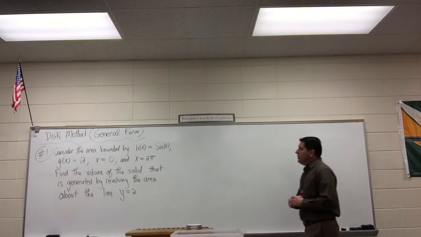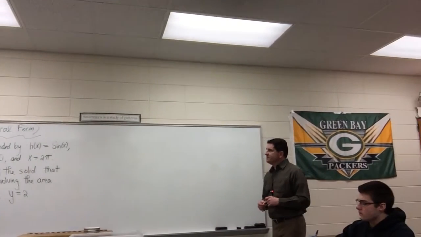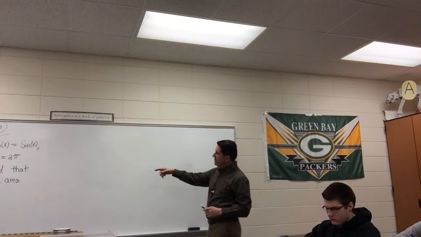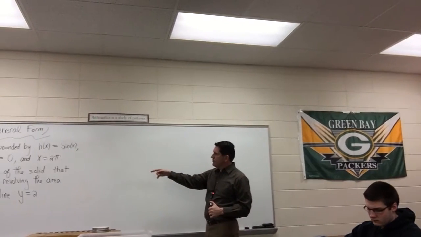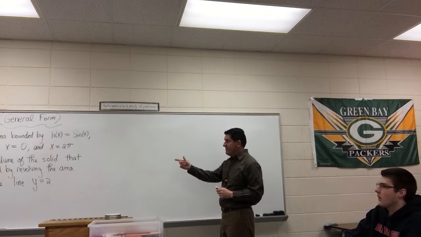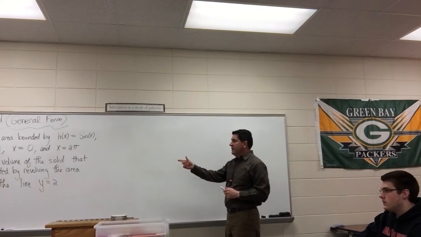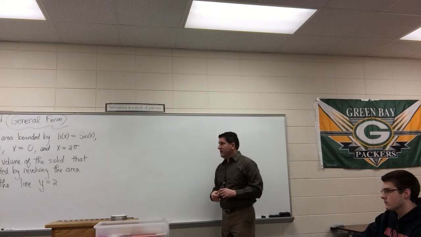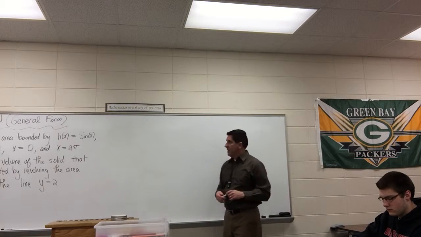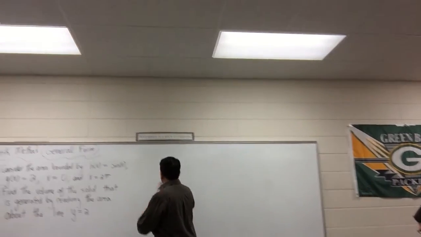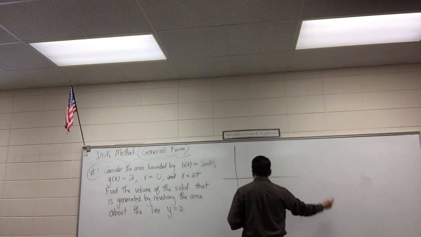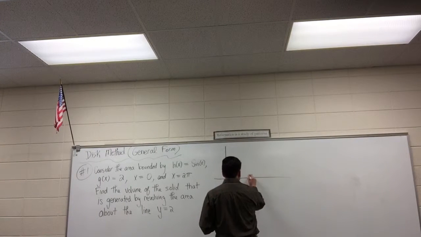All right, so let's go ahead and do this problem. Consider the area bounded by h of x equals the sine of x, g of x equals 2, x equals 0, and x equals 2 pi. We're supposed to find the volume of the solid generated by revolving the area about the line y equals 2. Okay, so let's draw the picture. In these problems, drawing the picture is the first step.